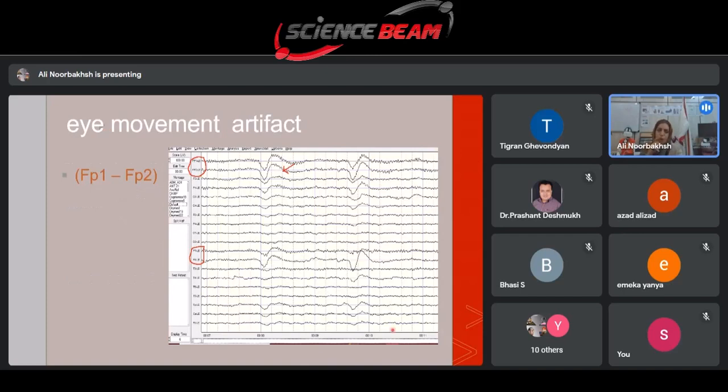You can see eye movement artifact. In this picture, you can see eye movement. Eye movement artifact is related to the frontal area, because it's near the frontal.